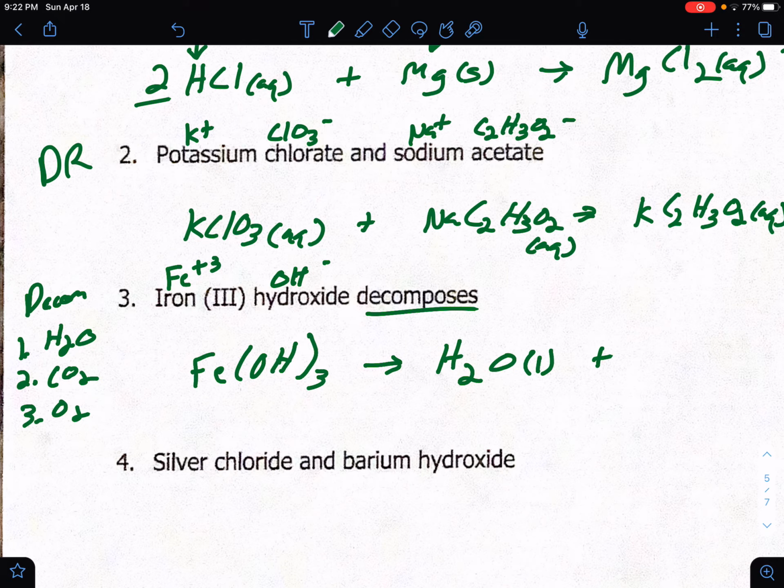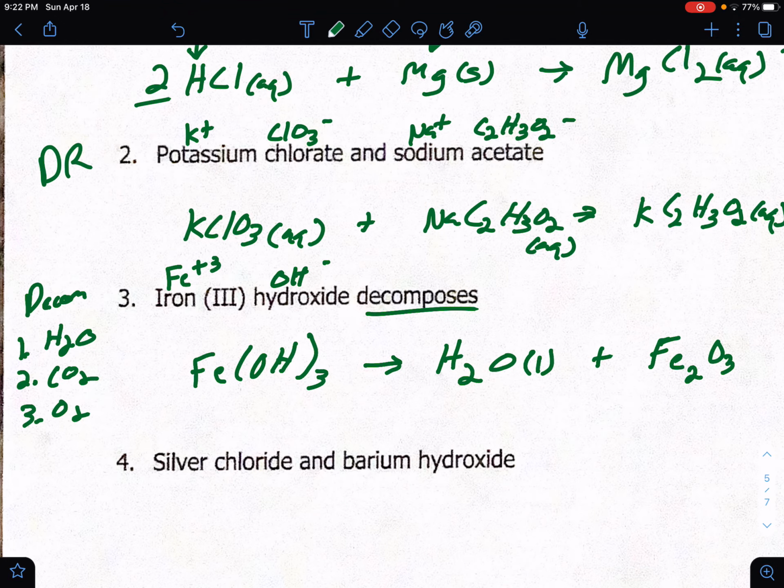Hydrogen's already left, and I've got some oxygens that are leaving. So iron can only hold on to that oxygen. Okay, so it's going to hold on to one of those oxygens. So iron has a charge of +3. Oxygen has a charge of -2. So this would be Fe2O3.